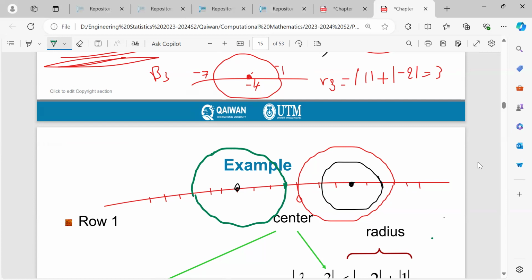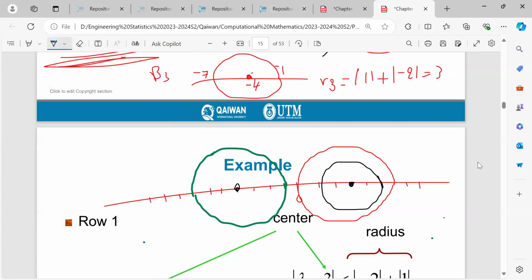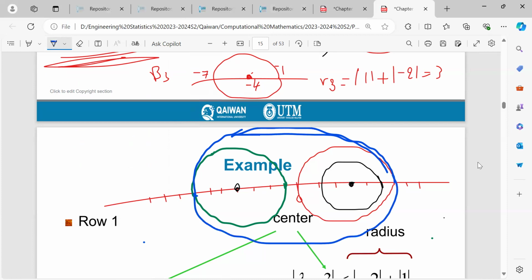And then we find the union of them. The union of them, which is... which color should we use? Let's use blue. This one. Oh, sorry. This one is okay. From -7 to what? To 6.